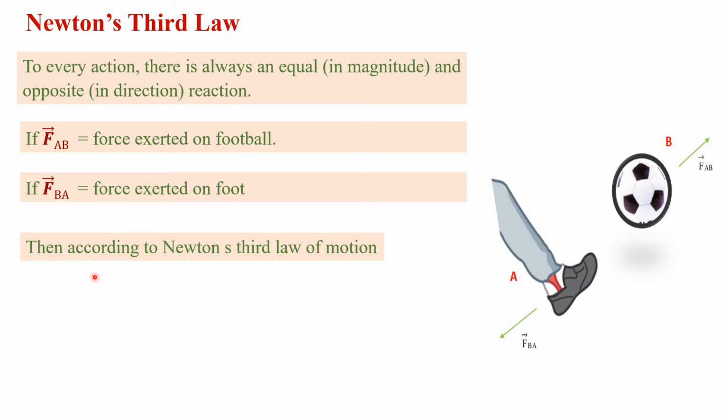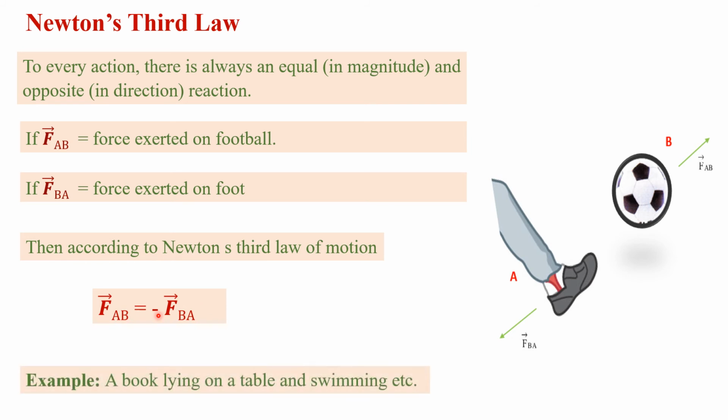Then according to Newton's third law of motion, F_AB = -F_BA, action force is equal to minus reaction force, because both are opposite in direction. Action force is in this direction and reaction force is in this direction, so we use a negative sign here. Examples of Newton's third law of motion are a book lying on a table and swimming.